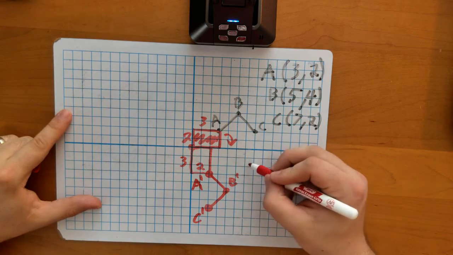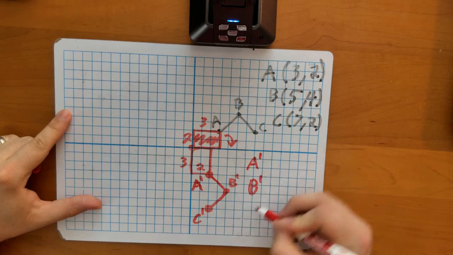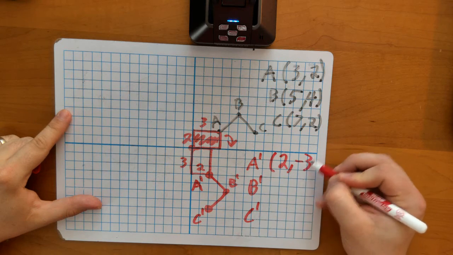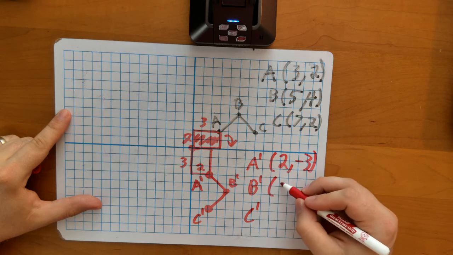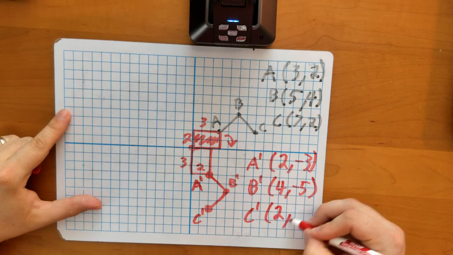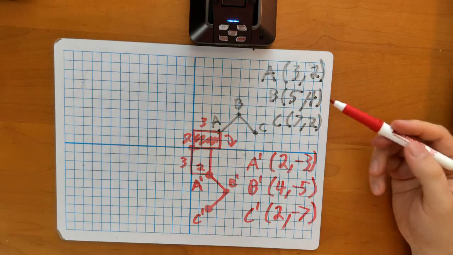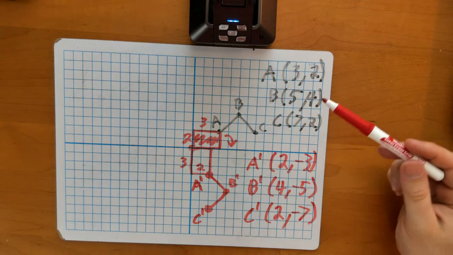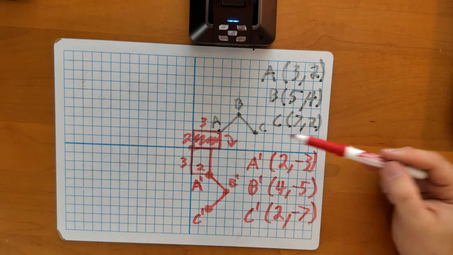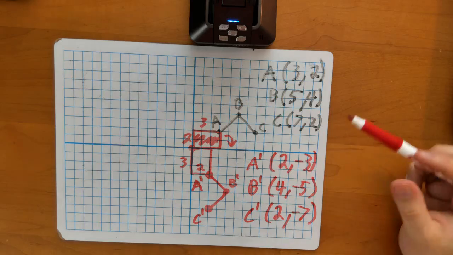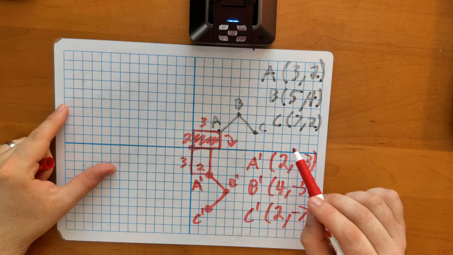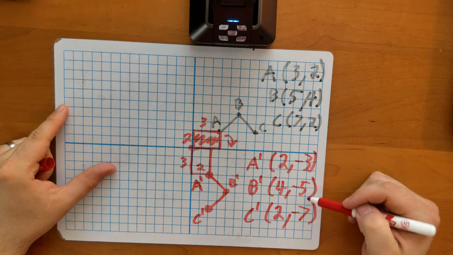And we looked at the coordinates of A prime, B prime, and C prime. So A prime is 2, -3. B we have 4, -5. And C we have 2, -7. And the question is, how does rotating at 90 degrees affect the coordinates from our original picture here? Now, the answer, moment of truth here, is you'll notice that the x and y values are flipped, and we also see a change in signs.